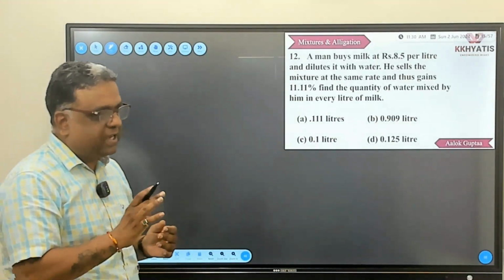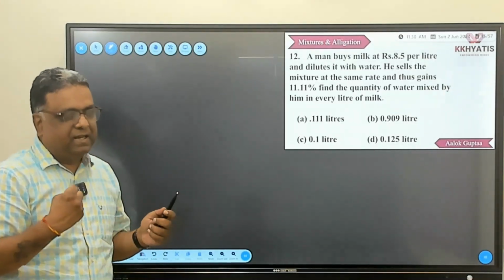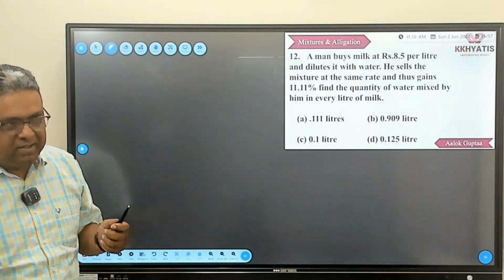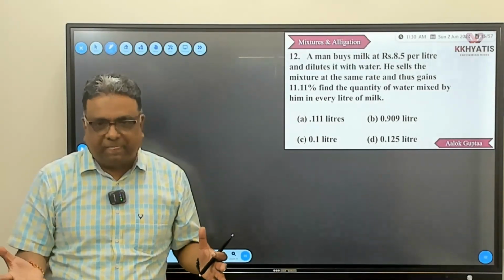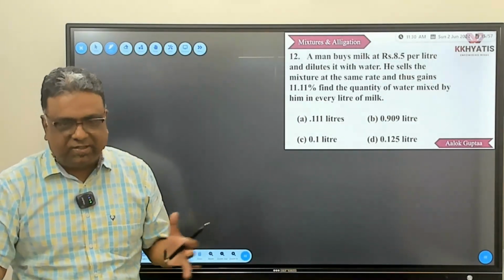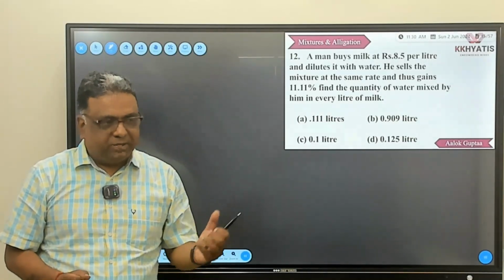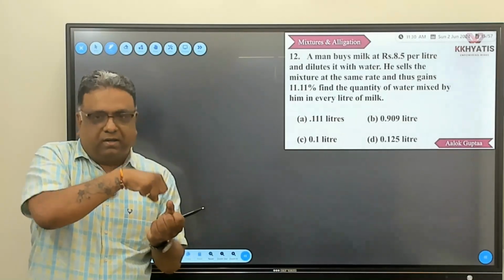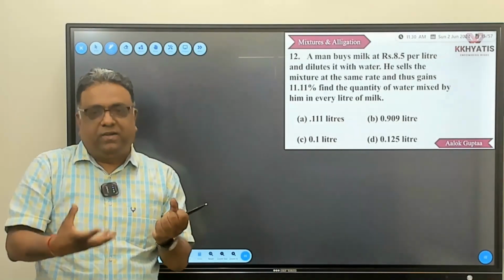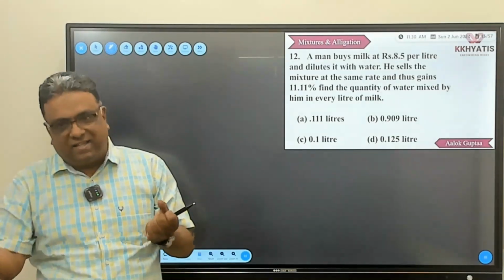So understand what is happening. If I bought something at some price and I'm selling it at the same price, there will be no profit, no loss. But here he's buying at some price, but he's mixing water in the milk, which we assume doesn't cost anything. And then he sells at the same price.